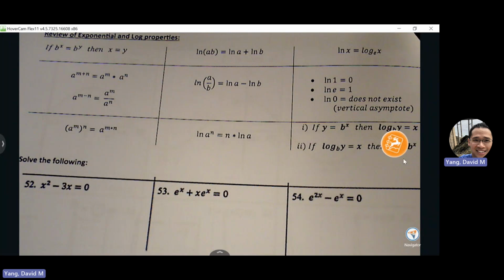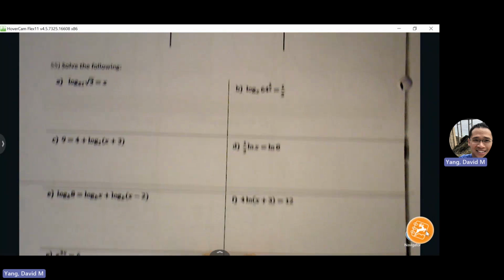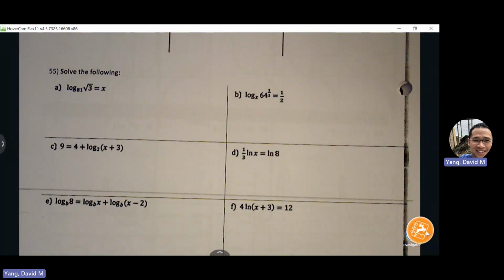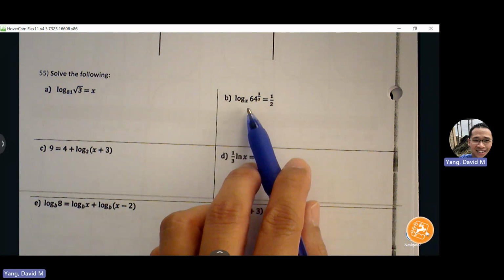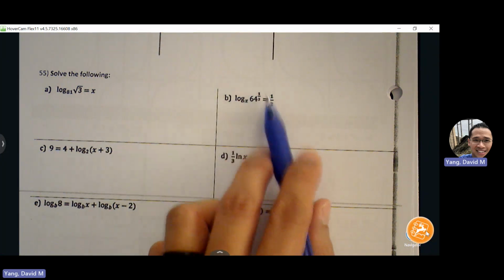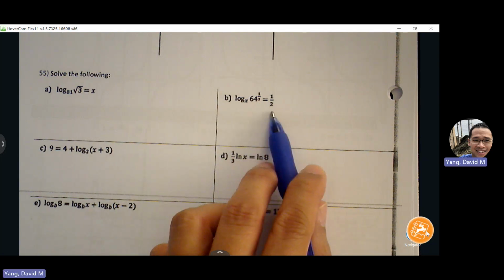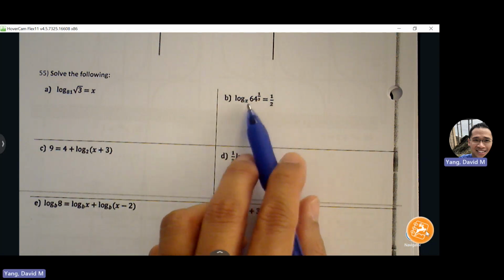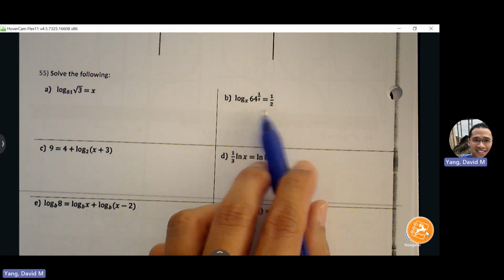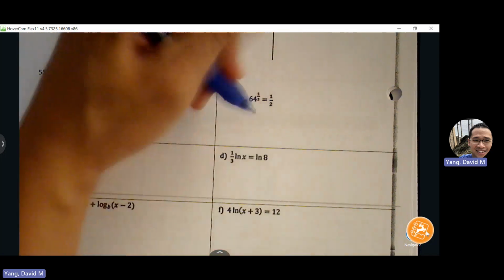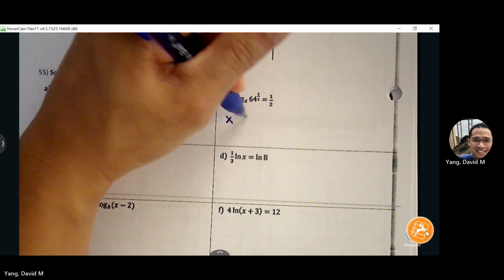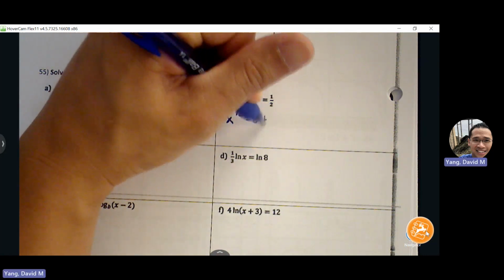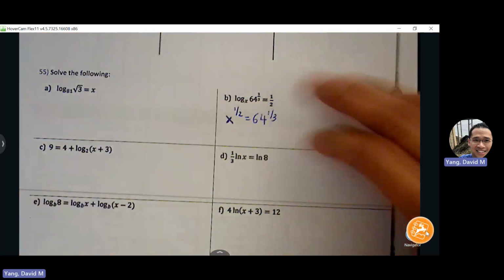Okay, so some of it is just playing around with the forms, and if we don't like the form that we see in front of us, we can always convert it into a different form and see where that leads us. So here, I have log base x of this value equaling 1/2. So I'm going to get it into exponential form. So I'll start with the x raised to the 1/2 is equal to 64 to the 1/3. Are you good with that conversion?